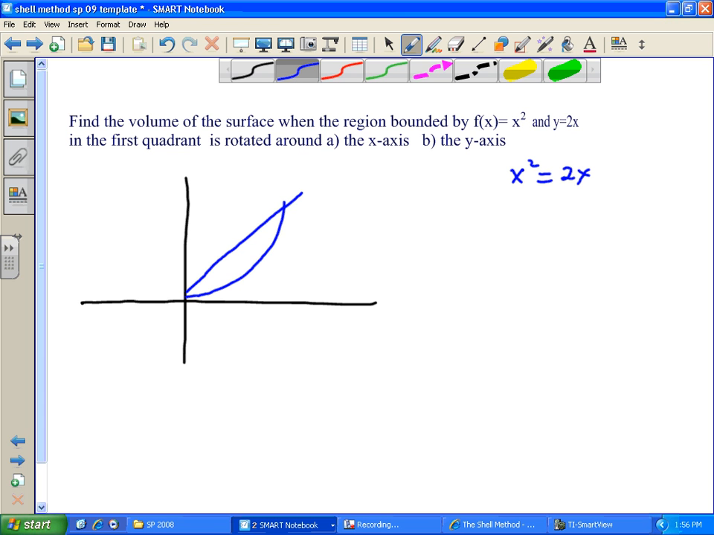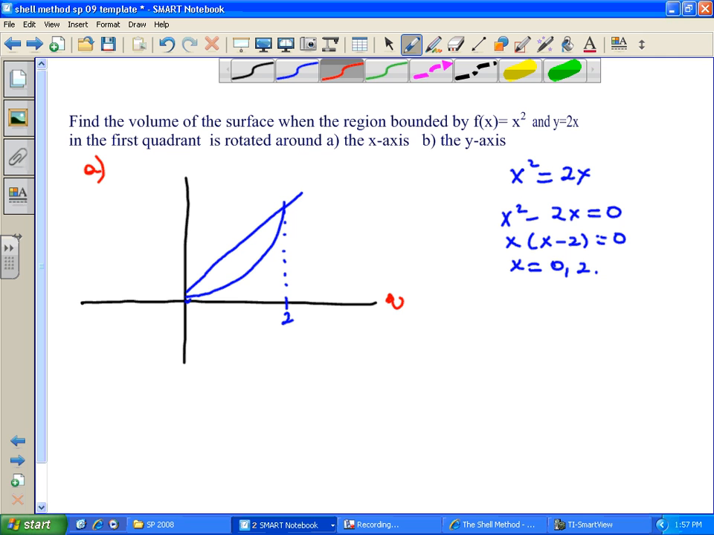Okay, I'm going to start by finding where these two functions intersect. So x squared is equal to 2x. So they intersect at the point 0 and 2. So the 0 is obvious. That means this point right here is going to be the point of 2. Okay. In part A, we want to go around the x-axis.